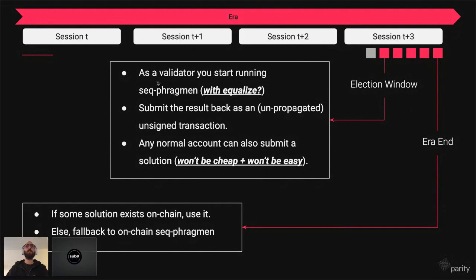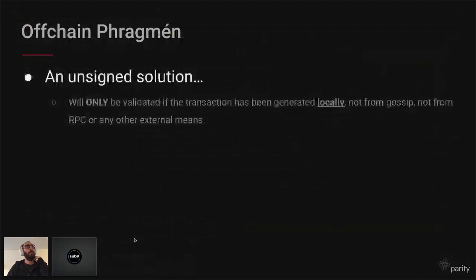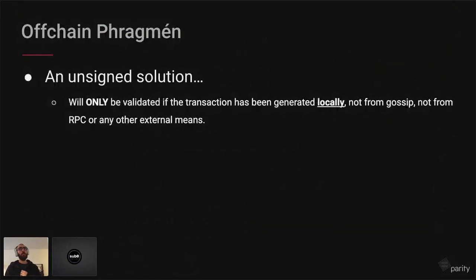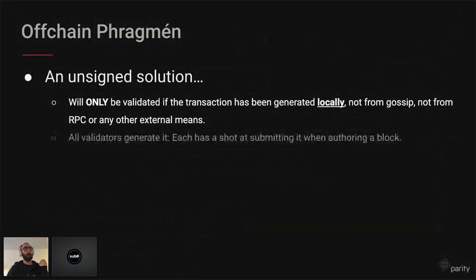So I hope this page and this graph depicts the overall workflow of off-chain fragment. Yeah, so if the solution exists on chain, we use it, else we fall back to sequential fragment on chain. So an on-chain solution will only be accepted if it's generated locally, which means that all validators run the off-chain worker code, and whenever it's their turn to author a block, they have a shot at submitting or including this solution into the block that they're authoring.